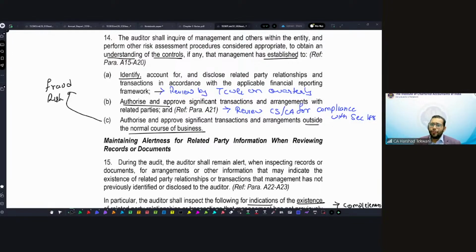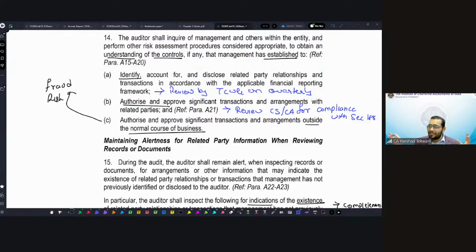So absolutely correct. When I say fraud risk factor, you need to think from the risk factors. So number one is why this transaction was carried out. What is the reason you went to carry out a transaction which is outside the normal course of business? Normal course of business can still be understood, but for outside the normal course, you need to understand the business rationale for that. What was the reason? Is it something to do with fraud? Is it something to hide something? So understand that. Then ask management.